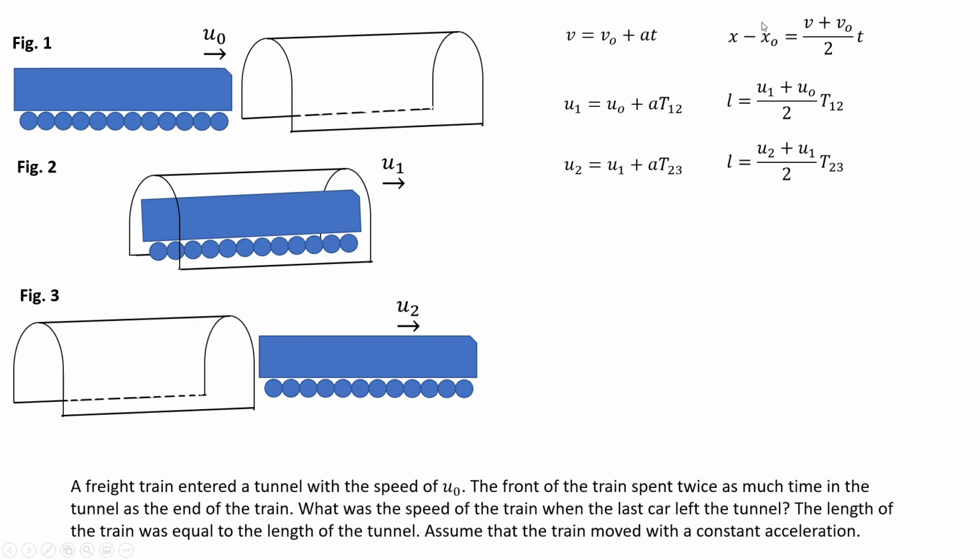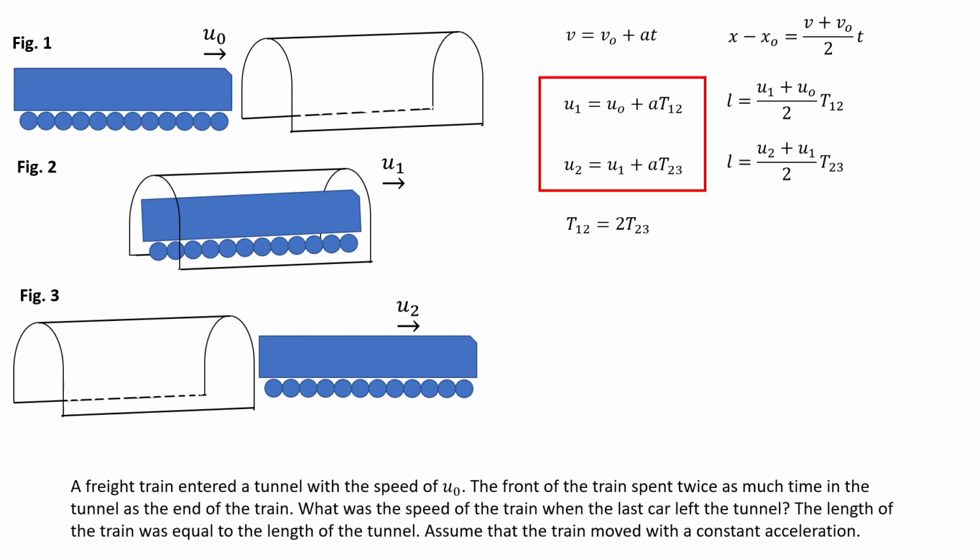Now, when we look at the other formula, we see that x minus x0 is the distance that the rear end travel, and that's going to be L again. Again, v and v0 we said as u2 and u1, and the time the rear end travel within the tunnel is t23. Okay? Now, we were told that the front end spent twice as much time as the rear end, which means that t12 should be 2 times t23, right? So, and now we kind of ready to solve this problem, solve this equation.